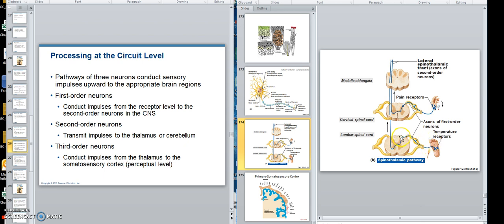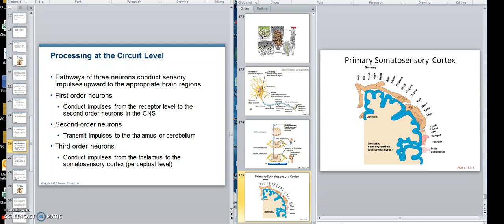Then we're picking up that second one, which is going to be in the spinothalamic tract. Okay, that's the second order. It transmits impulses to the thalamus. Okay, spinothalamic. Then we pick up that from the thalamus and go to what? The somatosensory cortex we've talked about. So 1, 2, 3. We've already talked about this. Okay, let's go further.